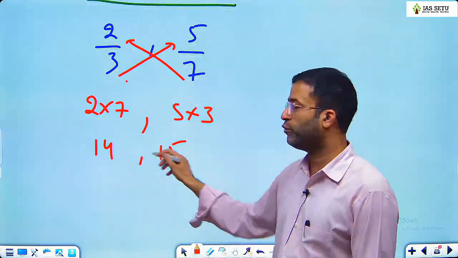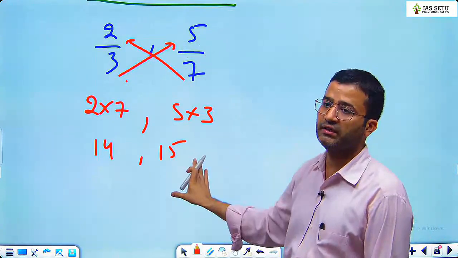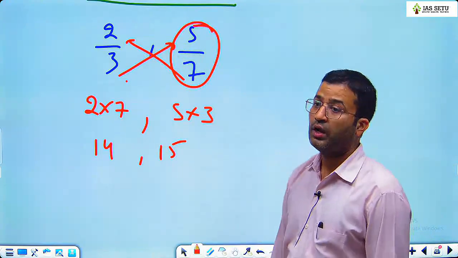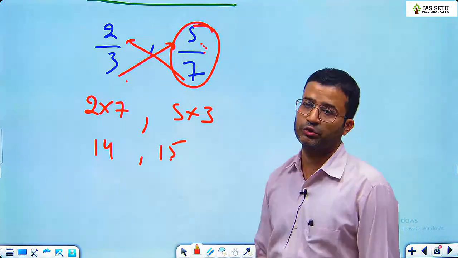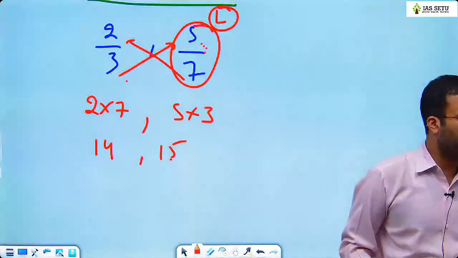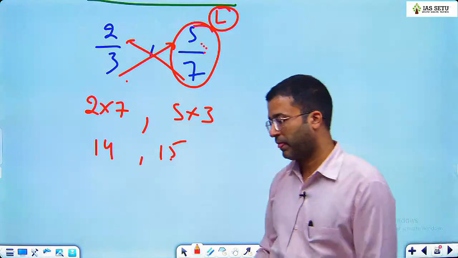Now compare 14 and 15. Which is larger? 15. 15 represent right side value. 15 जो है वो 5/7 को represent करता है. So if 15 is larger, you can say 5/7 is larger than 2/3. So this is larger. 5/7 is larger.